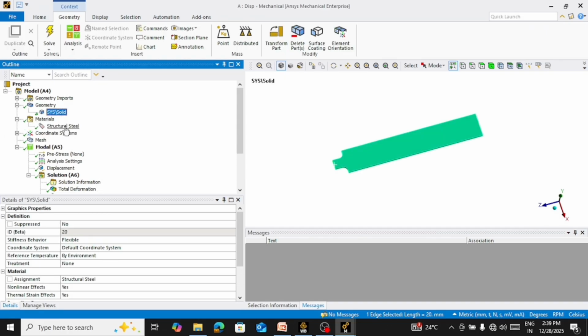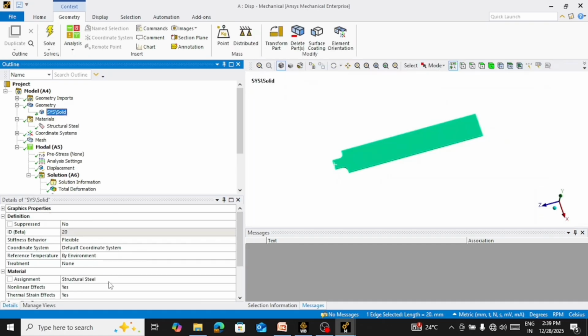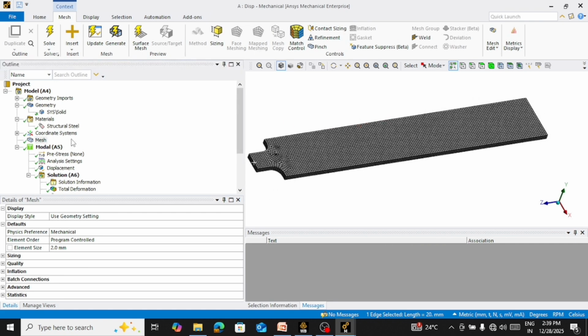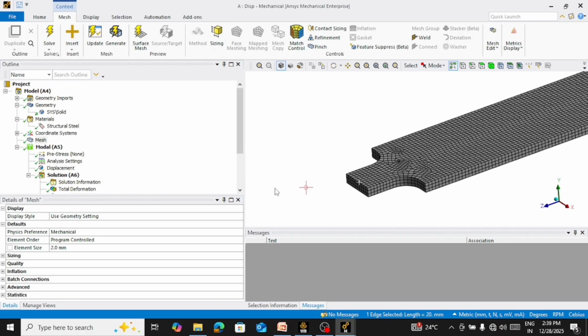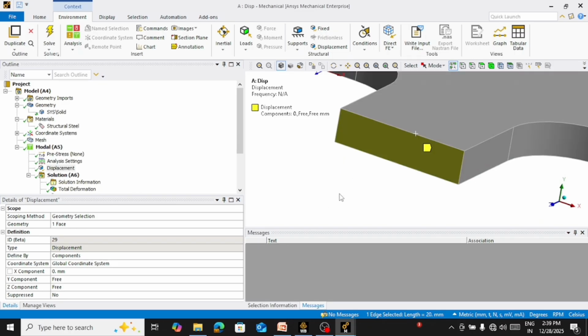Then I have assigned structural steel to it. So this material is assigned as structural steel. Then I have done meshing for it. We have not defined contact because there is a single body. Then I have applied a displacement boundary condition on this face.